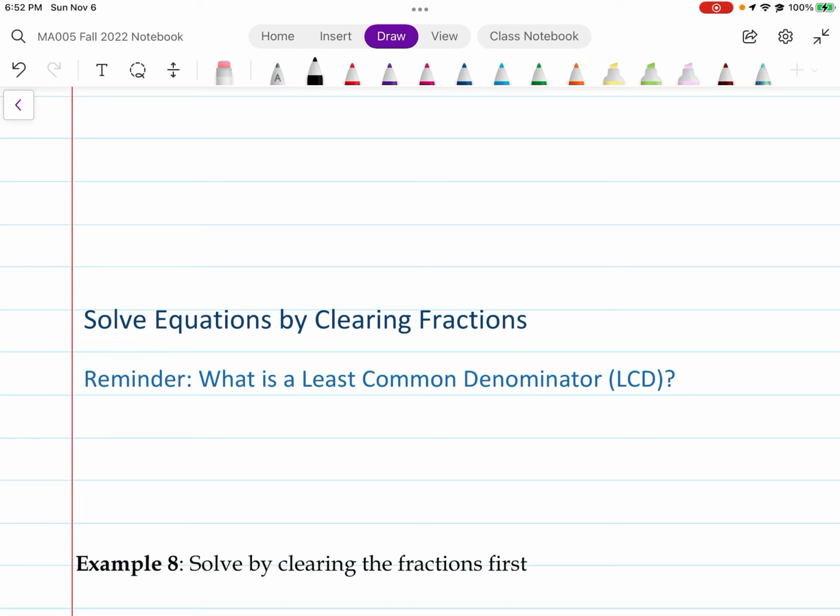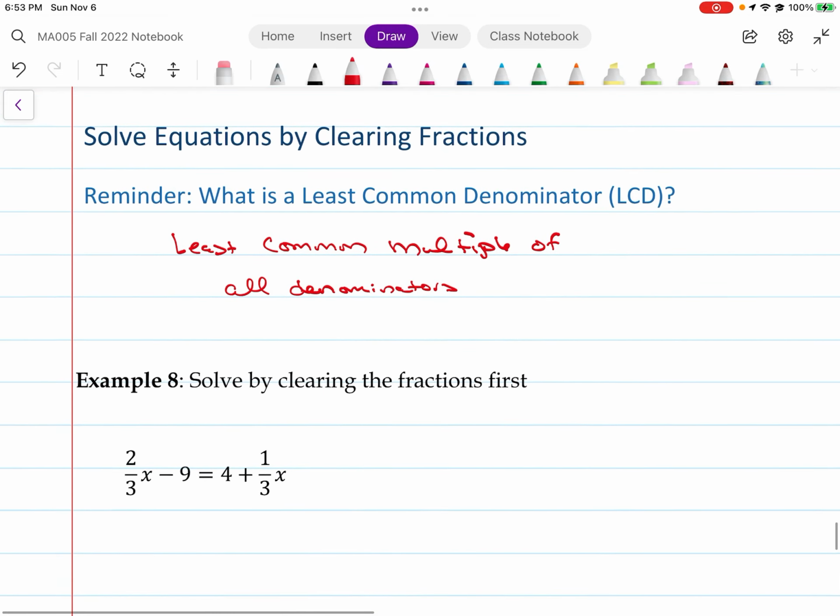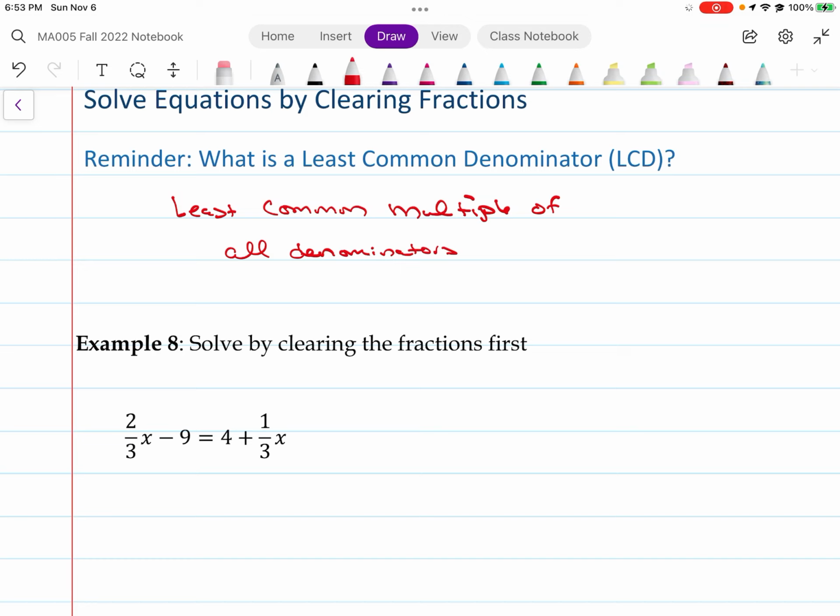So reminder, what is a least common denominator? It is the least common multiple of the denominators, of all denominators that are in the problem. A least common multiple. All right, so you need to know what the least common denominator is for this one, because what we're going to do is look at all of the denominators and find the least common denominator and multiply every single term by that least common denominator. Well, here it just happens to be 3. So I was trying to keep it simple.